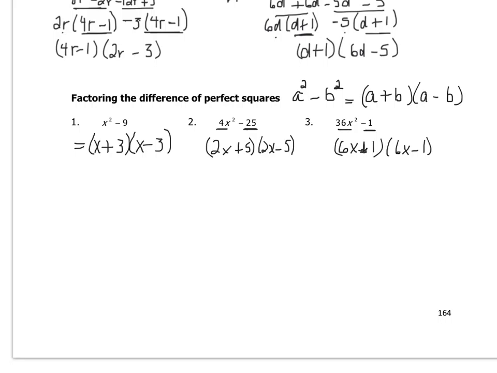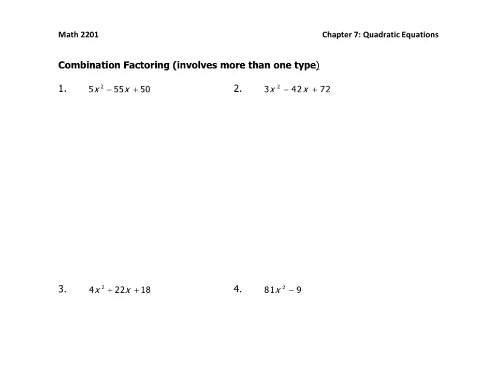Okay, so that would be your difference of squares. It's supposed to be a plus sign there. Alright, and the other type of factoring basically is combination factoring, which involves more than one type. The first rule of factoring is always check for a GCF first. And try to make what's left a little bit easier to factor.